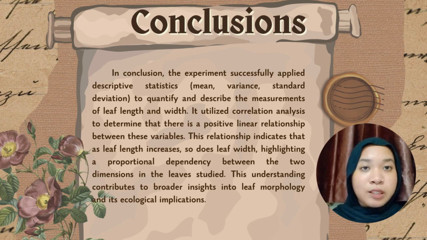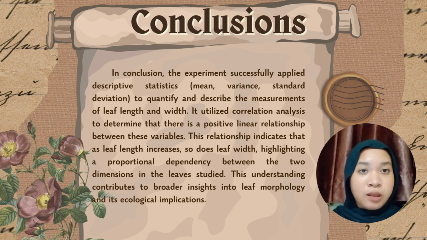So, in conclusion, the experiment successfully applied descriptive statistics, which are mean, variance, and standard deviation, to quantify and describe the measurements of leaf length and width. It utilized correlation analysis to determine that there is a positive linear relationship between these variables. This relationship indicates that as leaf length increases, so does leaf width, highlighting a proportional dependency between the two dimensions in the leaf study. This understanding contributes to broader insights into leaf morphology and its ecological implications.